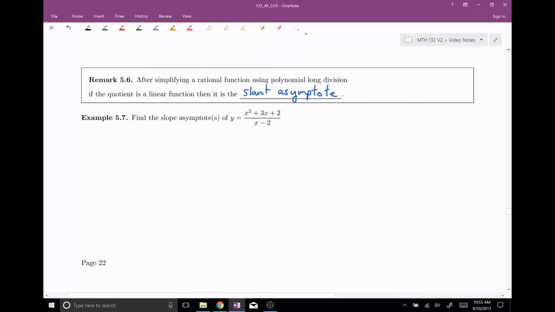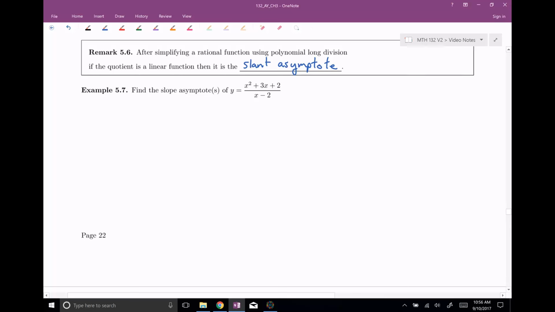All right, let's go ahead and try one more example. I would recommend pausing the video, trying to get as far as you can on this, then go ahead and unpause it and I'll spoil the surprise.